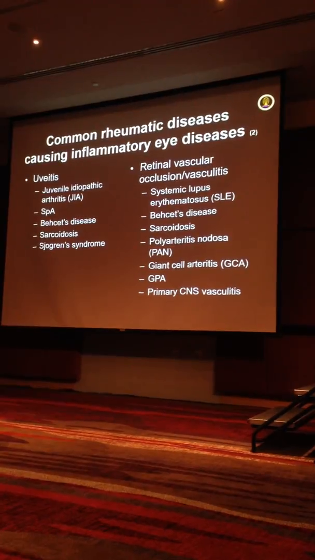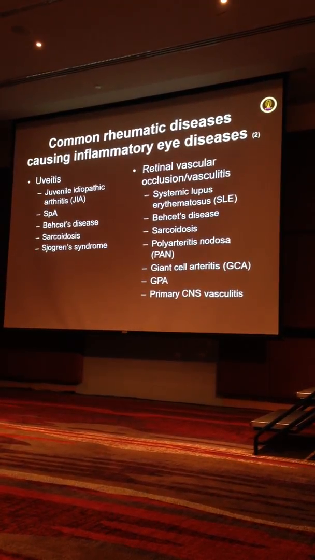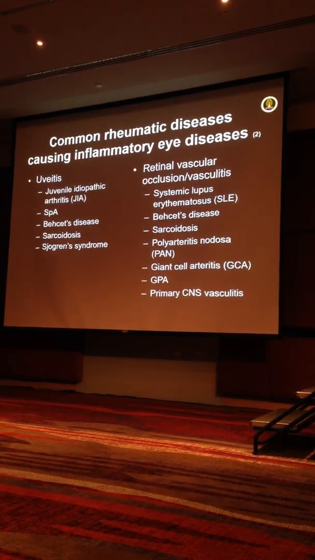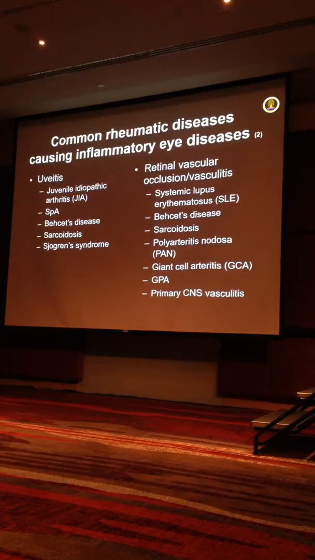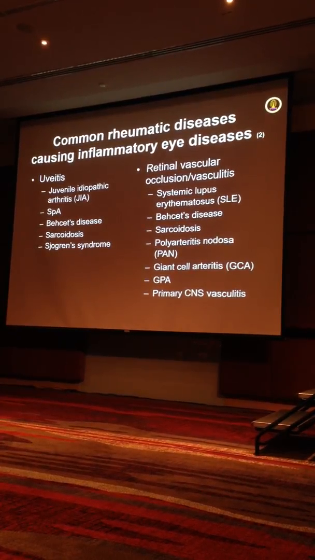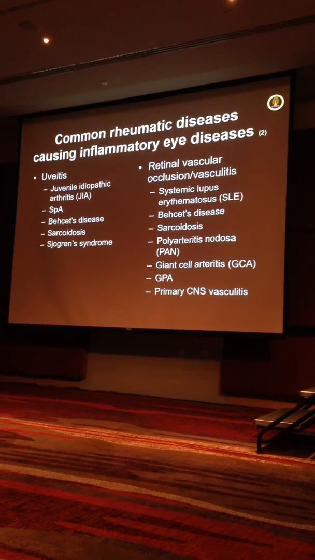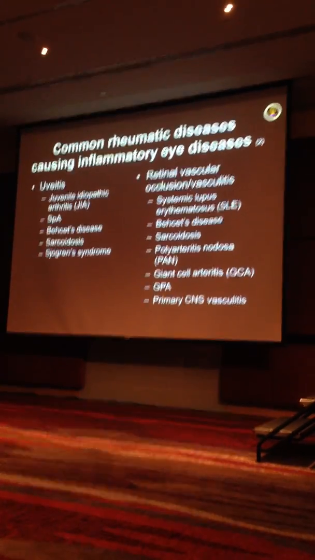For uveitis, from anterior, intermediate, posterior, or panuveitis, you see that a lot of inflammatory arthritis, vasculitis, or autoimmune diseases can cause the eye diseases. And the posterior one, including the retina, there are a lot of diseases that can cause the retinal vascular disease.